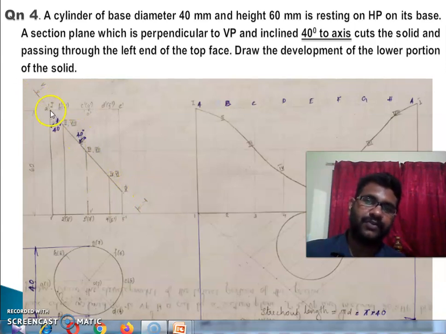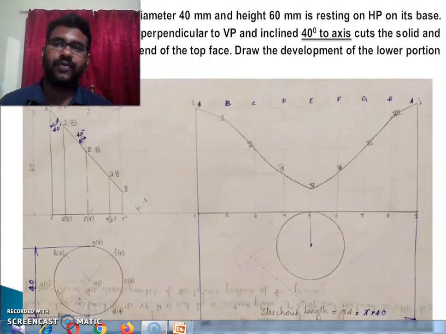If you start from the left side, the first point is on A, the second point is on 2B, the third point is on 3C, the fourth point is on 4D, the fifth point is on 5E. Then coming back to the next generators, 6F, then the next point is on 7G, then 8H. So there are 8 section points. Then after that we have to develop the solid.